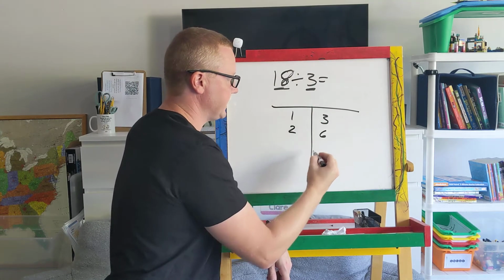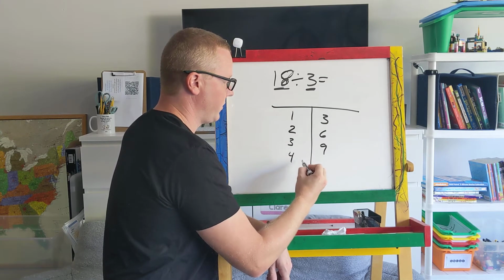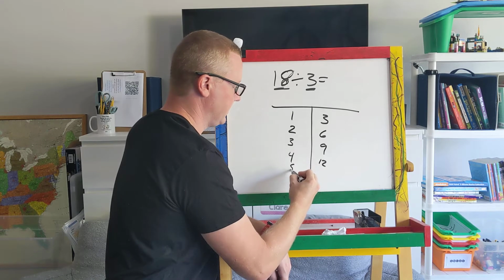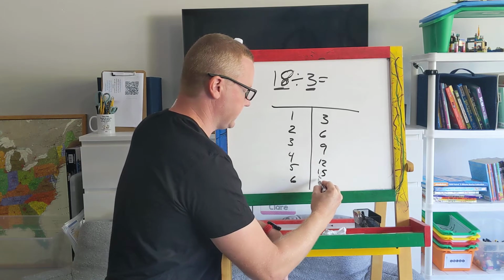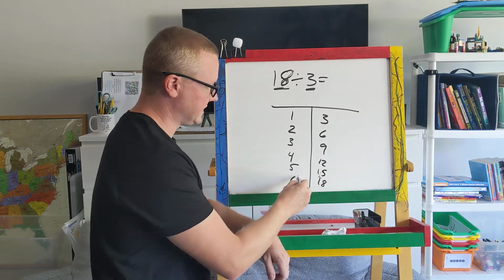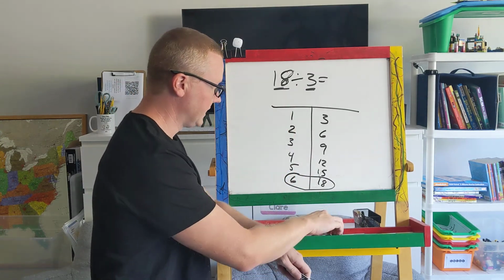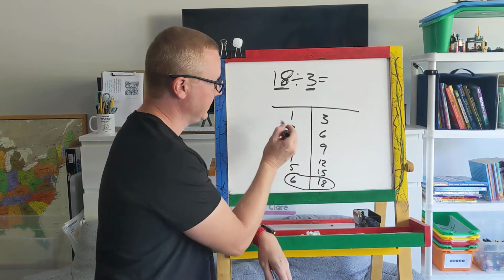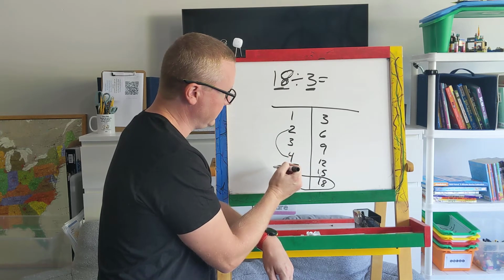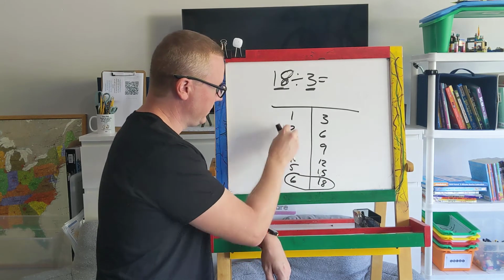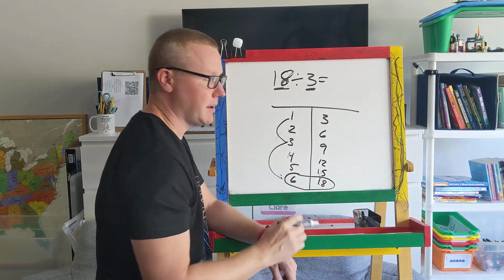2 groups of 3 is 6. 3 groups is 9. 4 groups is 12. 5 groups is 15. And 6 groups is 18. So it took 6 groups of 3 to get up to 18. Again, this is more efficient than the number line because you could have gone 1, 2, skipped to 4, and then added another 2, or you could have gone up to 3 and then doubled it up to 6.